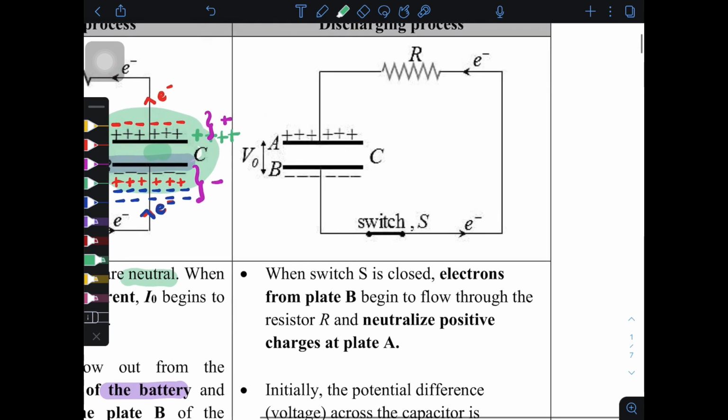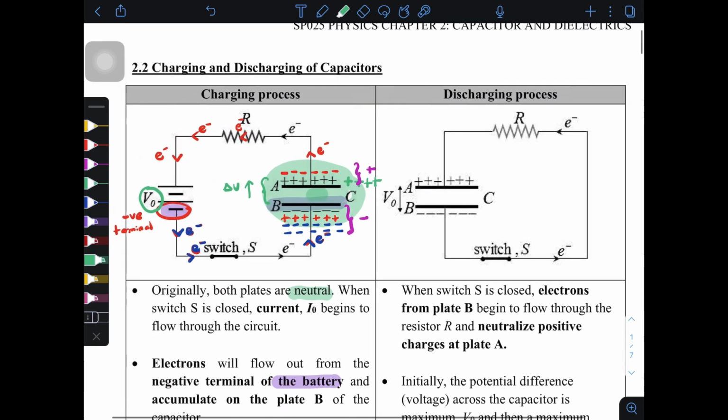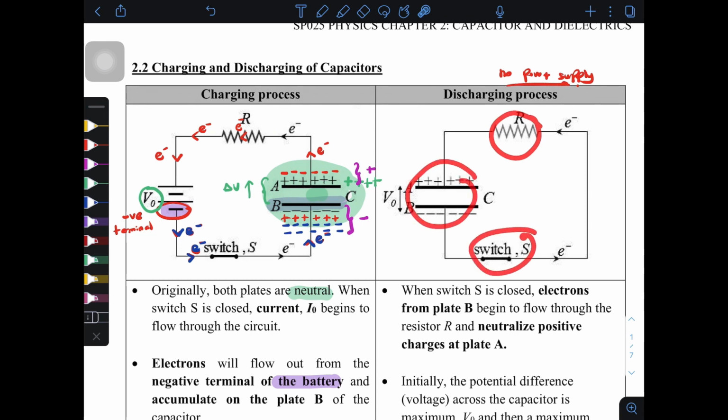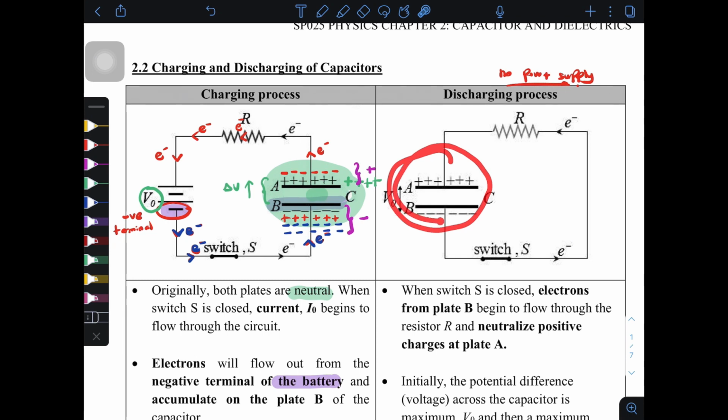Right? And for discharging process, what is the difference between charging and discharging process is, kamu tengok, kalau charging process kita ada power supply. Kalau discharging, there is no power supply. Tak ada power supply. So, yang ada hanyalah resistor, capacitor and switch. Okay. Macam mana tadi charge dah penuh dalam ni, dah terlalu penuh. So, kita nak buang charge tersebut melalui proses discharging.